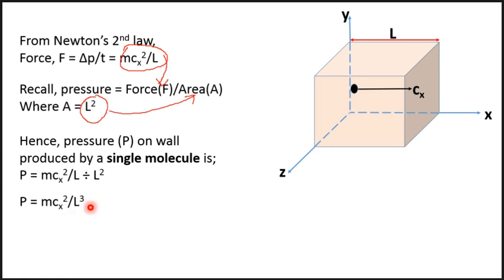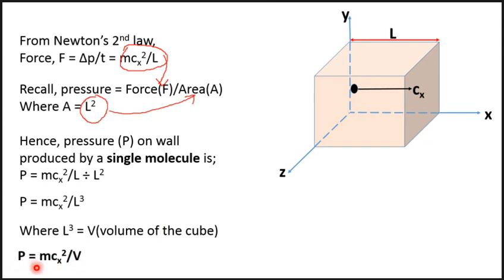Now remember, L cube is the same thing as volume. Length times length times length, that is the volume of a cube. So in other words, I can conclude that L cube equals V, which is the volume of the cube. So anywhere I see L cube, I'll be slotting in V. So if I do that right here, then I'm going to get P equals mcs squared all over V. Now what I've done is that I have replaced this L cube by V, since L cube equals V.